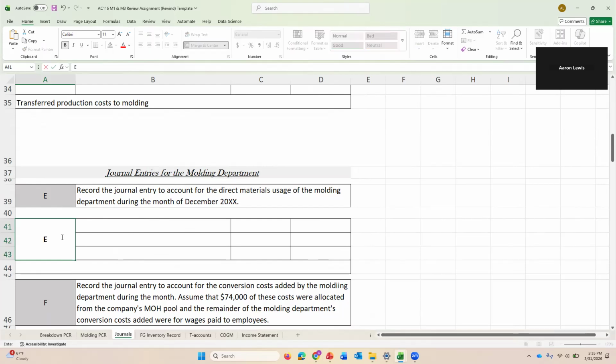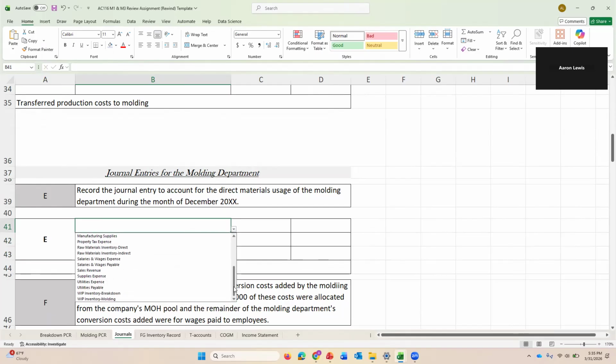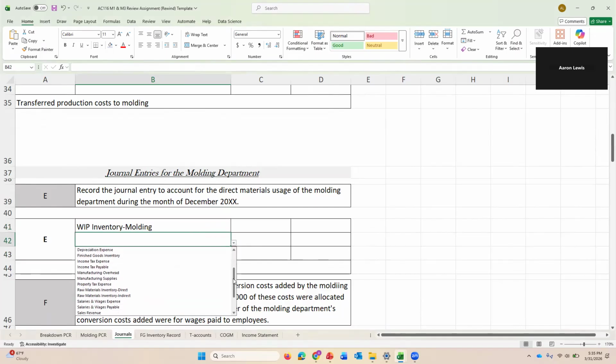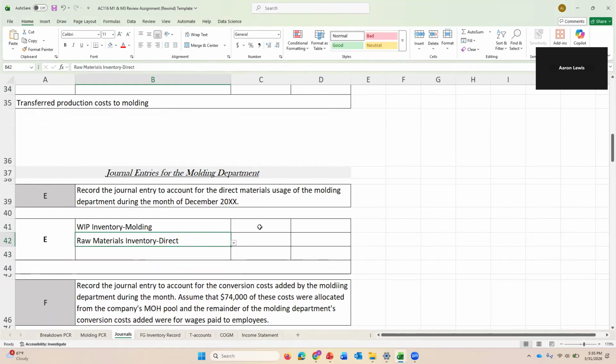E is going to be just like B. We're adding the material costs that were used, but we got to make sure we're putting them in the right WIP account because these are costs not being added by the breakdown department like they were above. They're being added by the molding department. So I'm going to debit WIP inventory molding for the amount of costs that were added. And we're once again using materials that were in our raw materials inventory storage in production. Well, they got to come out of there if we use them. So my credit, just like in the previous department, is going to be to raw materials inventory direct.